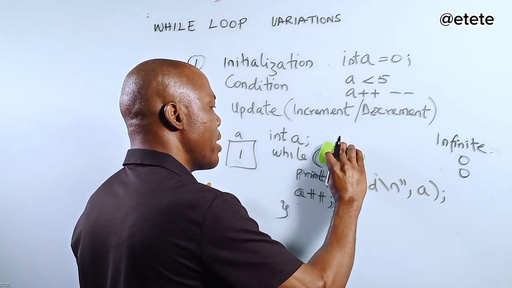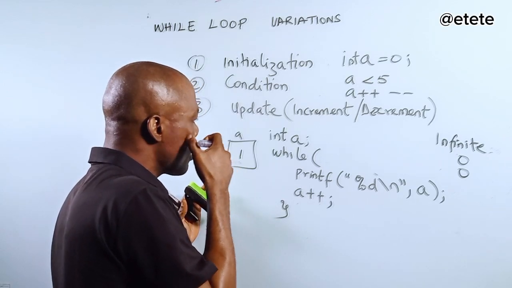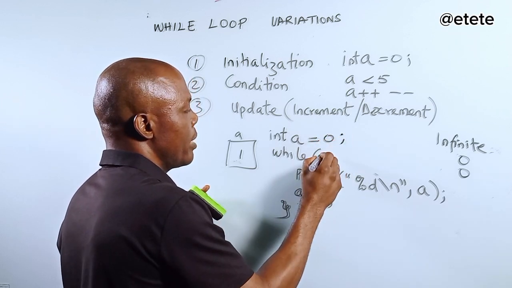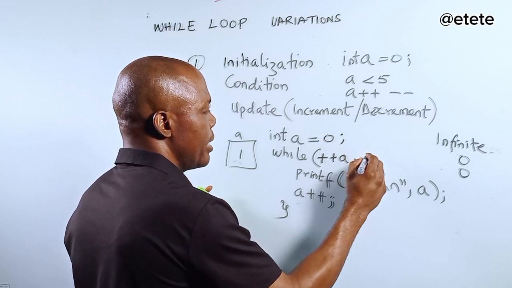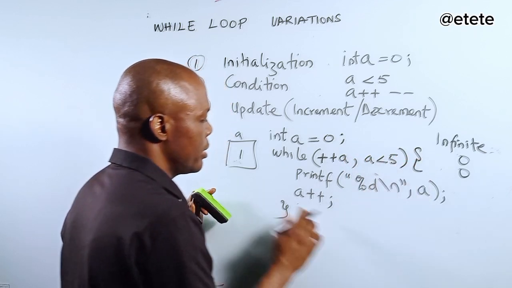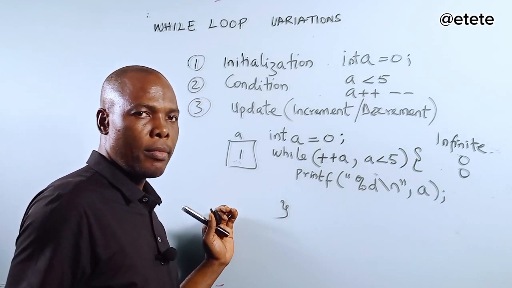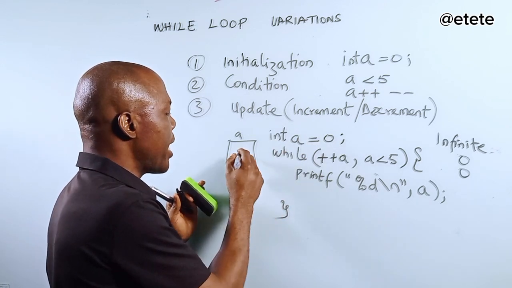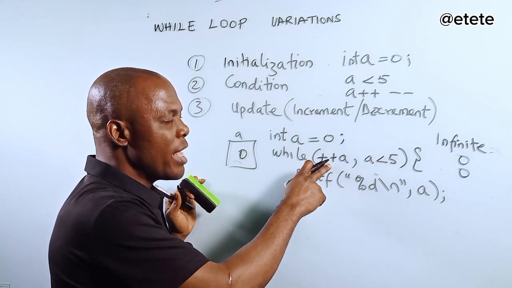Then I can come here, I can initialize like this, right? Assign 0, yeah? I can do this, plus plus A, comma. Then I'll say A less than 5. Then I'll put this. At that point, I won't need this here again. So this is another form, another variation. So what would this one do? I'm initializing it as 0. Now I have a pre-increment.